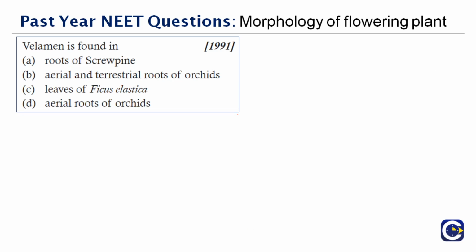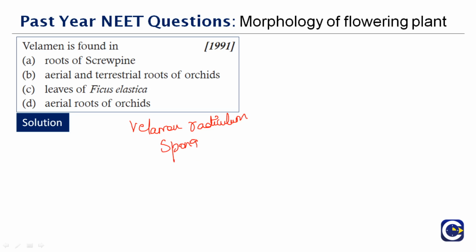Next question here. Velamen is found in dash. Now, what do you mean by the term velamen? Or you can simply say velamen roots. They are actually called velamen radicum. It is actually spongy. How is the texture? It is spongy.